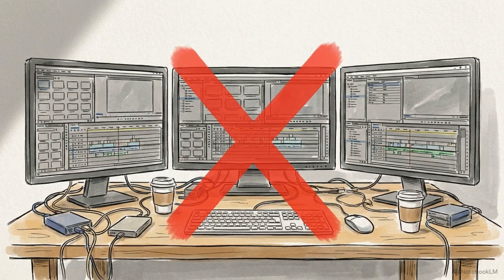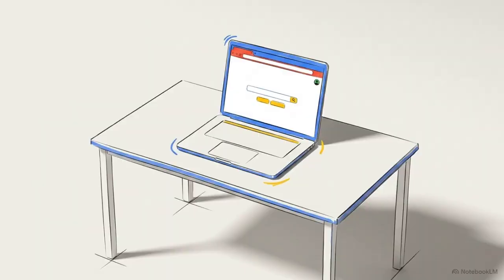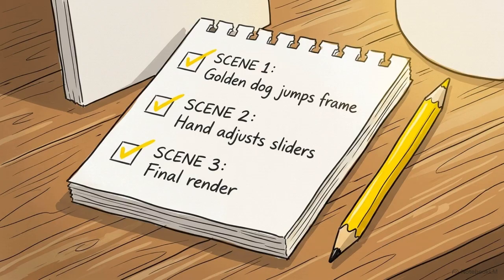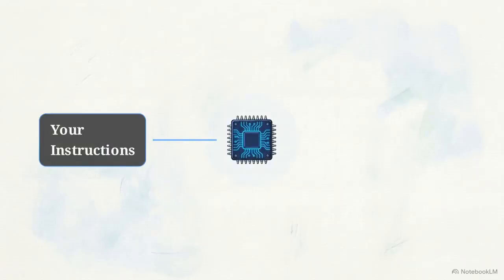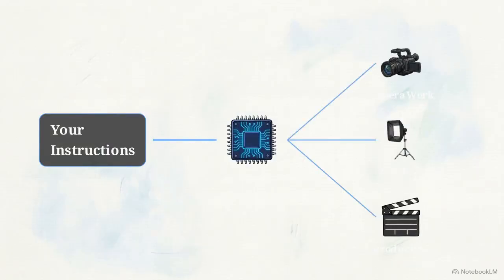You don't need a heavy editing rig or a massive software suite to follow along. You just need an open web browser, an active Google account, and an idea of what you want to create. Since the software handles the camera work and rendering, your only real job is learning exactly how to write instructions that the AI actually understands.